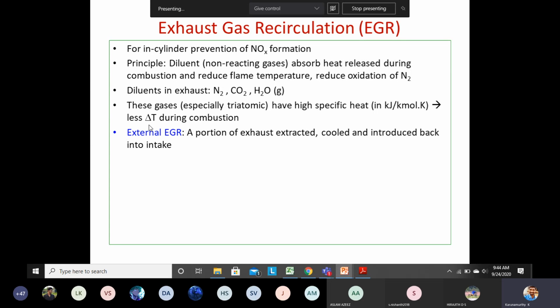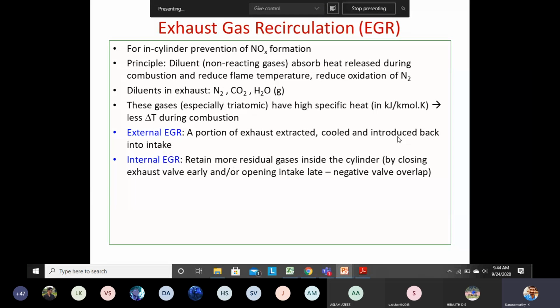Right. So this exhaust gas recirculation we can do in two ways. One is by external means and the other one is by internal means. Right. Mostly we will have the external means. That means the exhaust gas recirculation will be provided after your catalytic converter, and part of the exhaust gas is going to be allowed into the intake manifold from the exhaust, right? So a part of the exhaust gas is extracted, cooled, and then introduced back into the intake manifold, right?